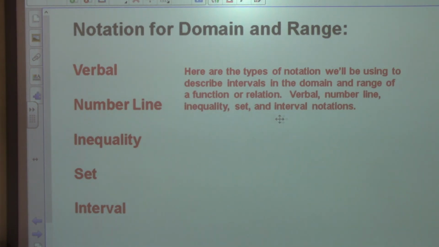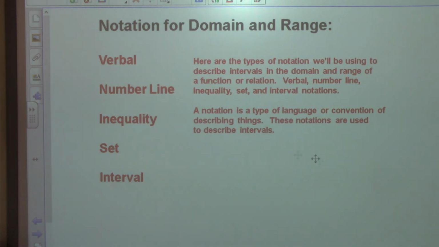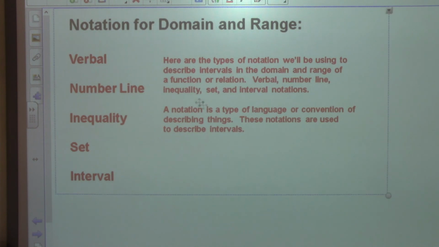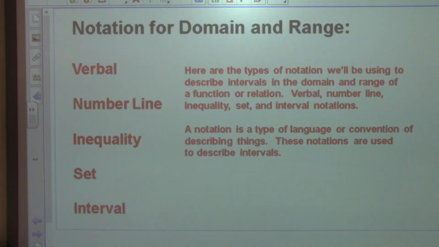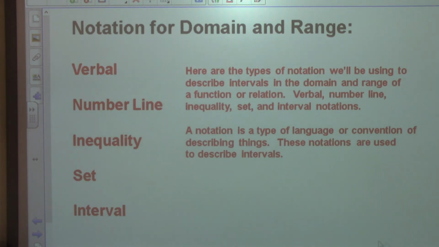So we're going to be going over set and interval notations quite extensively. A notation is a type of language or convention of describing things, and these notations are used to describe intervals.